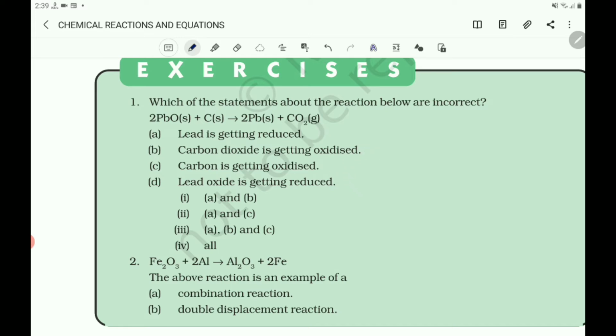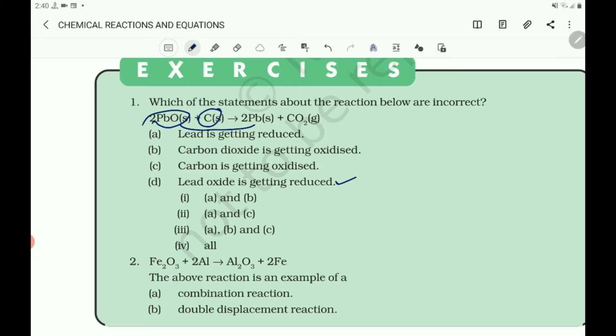And here you observe the reaction. Lead oxide converts to lead, means it loses oxygen. Lead oxide loses oxygen, and as it loses oxygen, it is reduced. So here this is true. Lead oxide is getting reduced. Lead oxide loses oxygen and it is reduced to lead.